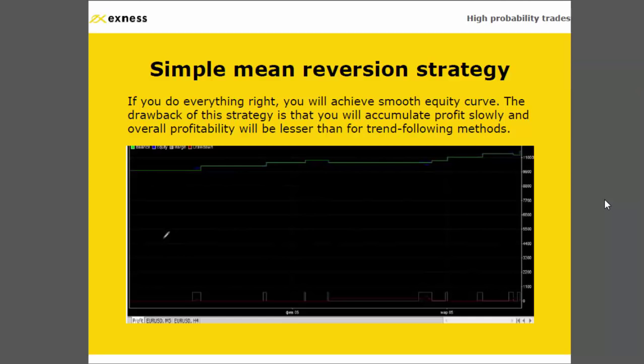Here are the results of a simulated historical test and you see that we have a good probability of success, yet our overall profit may not be very big.